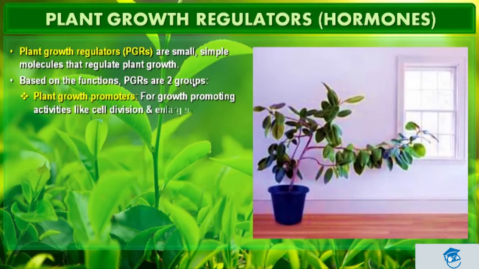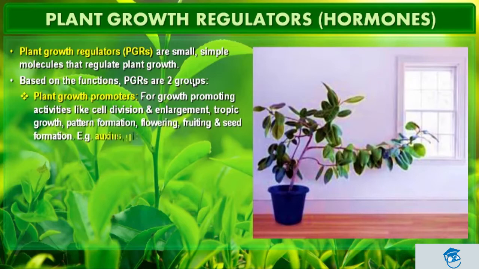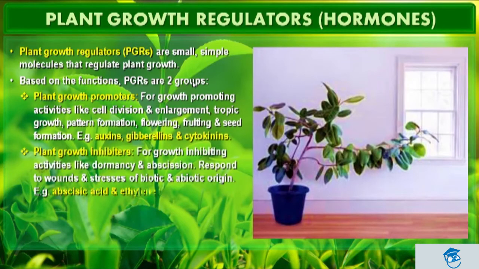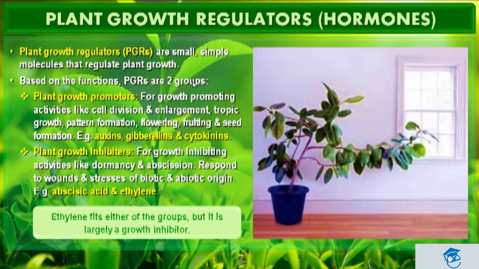Plant growth regulators could be indole compounds such as indole 3-acetic acid. They could be adenine derivatives, such as N6-furfurylaminopurine. They could be derivatives of carotenoids such as abscisic acid. They could be terpenes such as gibberellic acid. They could be gases too, such as ethylene.